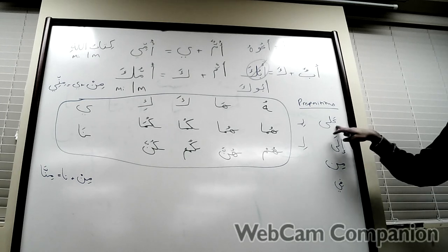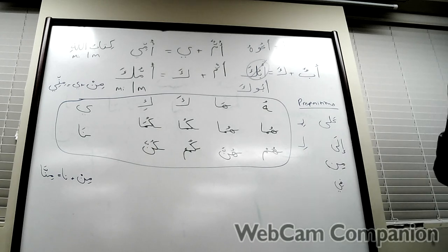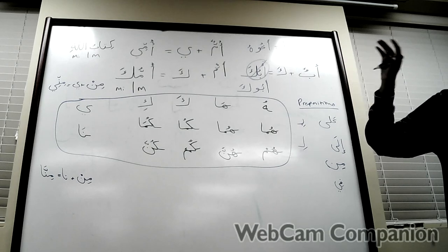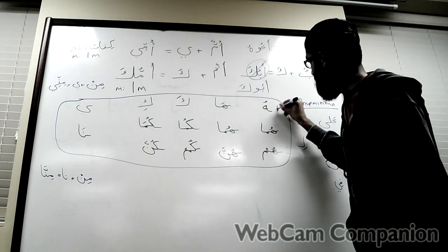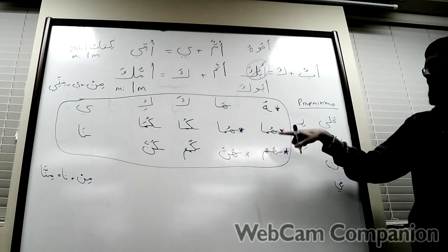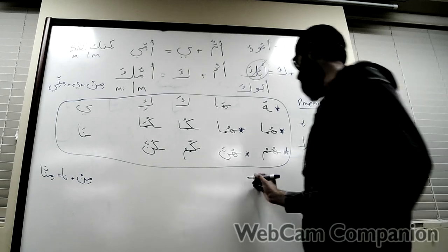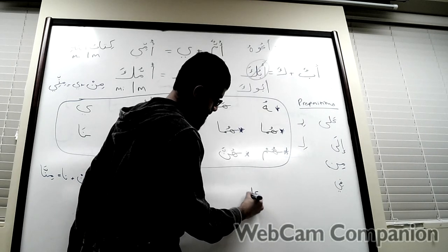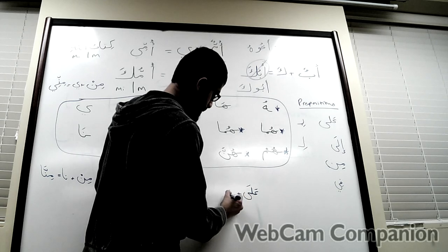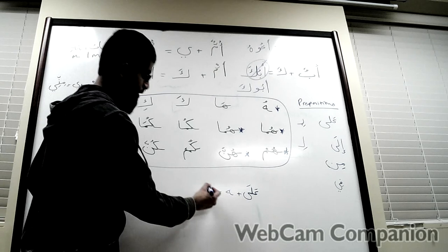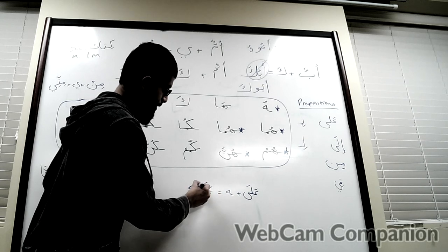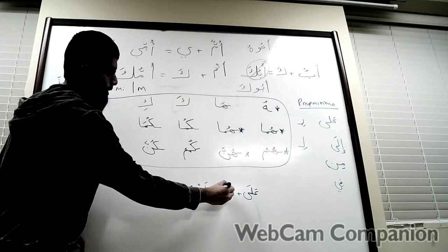Let's do ala. But we said there's a rule here, right? We marked five of these pronouns that change from a dhamma to a kasra. Which ones are they? Hu, huma, hum, huma, and hunna. What changes in them? The dhamma becomes a kasra. So if I want to add ala and say on him or on it, this ya is going to open up, and I'm going to attach my ha to it, and then the hu, instead of being a dhamma, is going to be a hi.